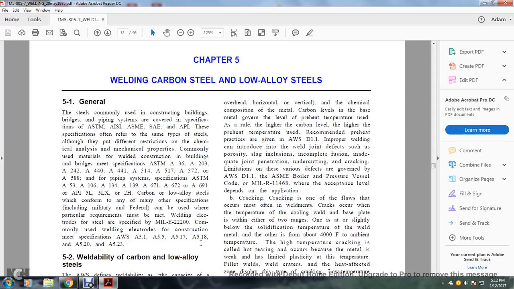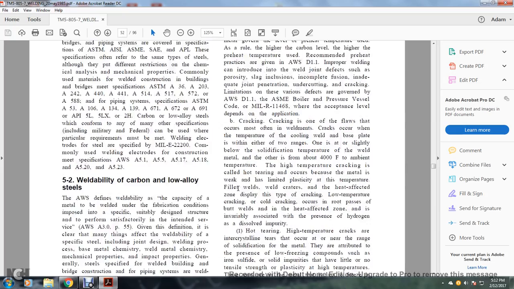Improper welding can introduce welding joint defects such as porosity, slag inclusion, incomplete fusion, inadequate joint preparation, undercutting, and cracking. Limitations on the various defects are governed by American Welding Society D1.1, the American Society of Mechanical Engineers Boiler and Pressure Vessel Code, and military MIL-R-11468, with acceptance levels dependent on the application.